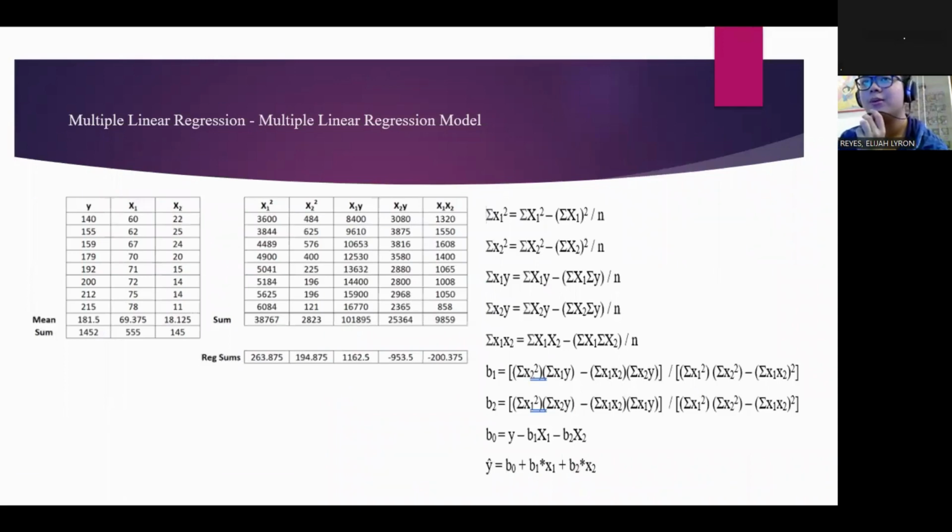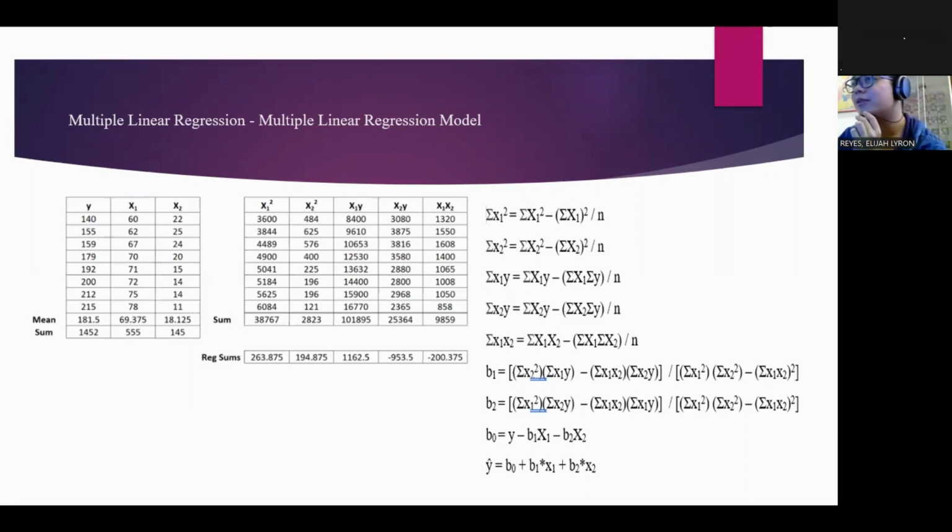So we start with our initial table from the previous slide, and we compute for their mean and the sum. And once we compute for the mean and the sum, we create another table, which is for x1 squared, x2 squared, x1y, x2y, and x1x2. And then we compute for their sum.